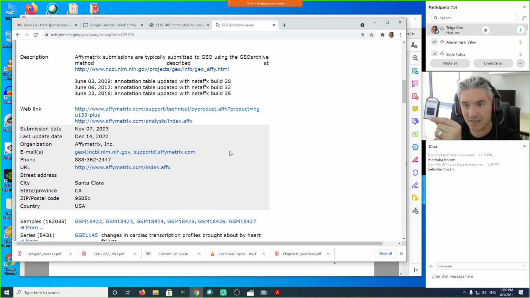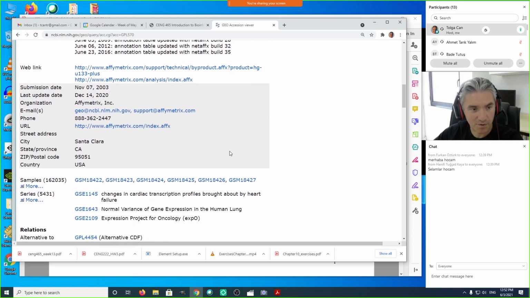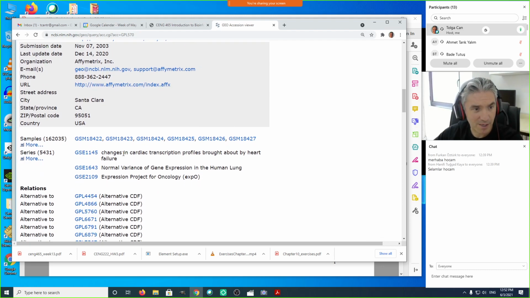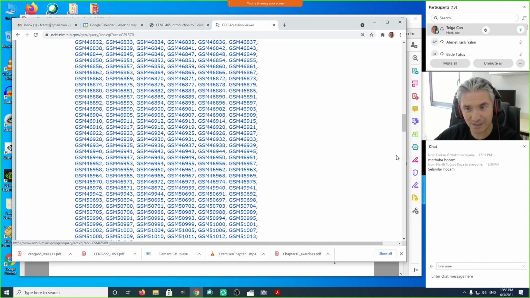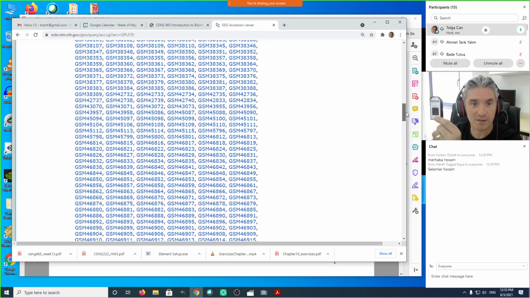But here's what I want to show you. I told you that this single chip is like $200 to $400. There are currently 162,000 samples available. So this is a single chip. 162,000 of this particular chip have been analyzed, and the readouts of these messenger RNAs are reported and freely available. Each of these GSMs corresponds to a single chip like this.